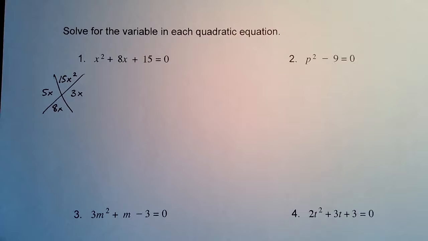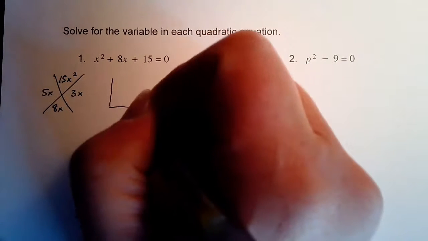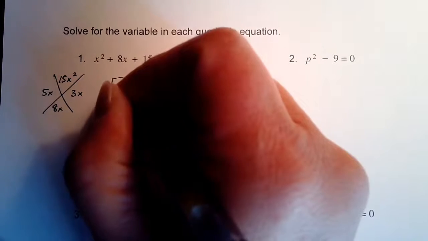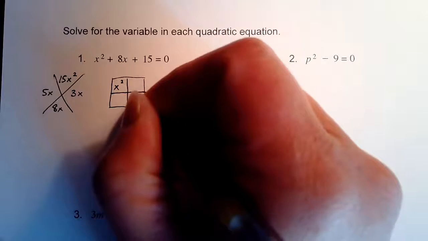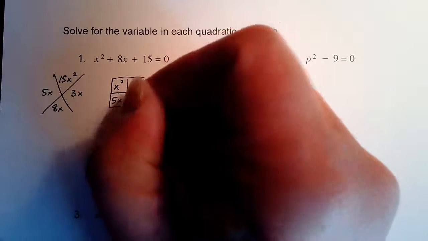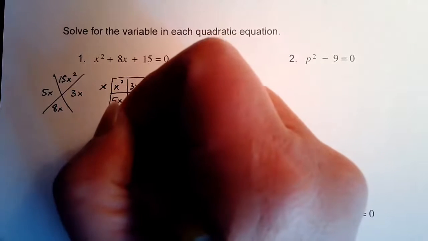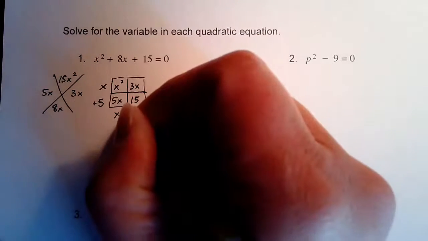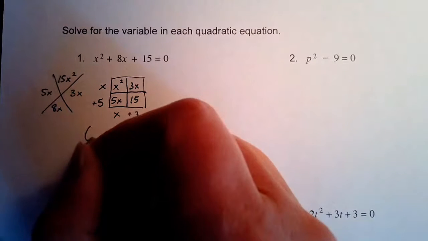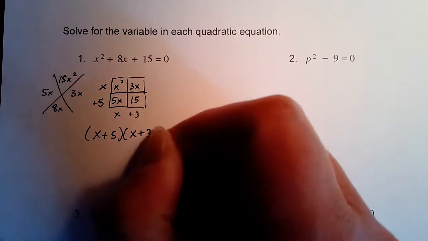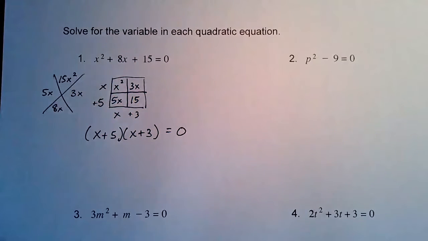So I can then use my area model and say, okay, this is my x squared here and 15 here, and then my 5x and my 3x, and then I just have to figure out the outsides. That's going to be an x, that's going to be an x, this is going to be a positive 5, and this is going to be a positive 3. So this factors out to be x plus 5 times x plus 3 equals 0.